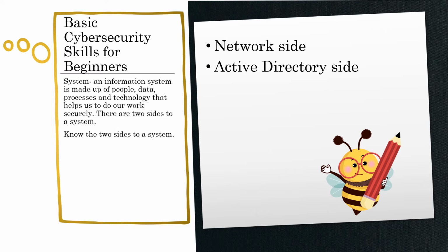Also, there are two sides to a system. We have the network side and we have the Active Directory side. When I started, I knew that a system is a system. I did not know that it has two sides. And when I got to know that we have the Active Directory side of a system and the network side of a system, things were much easier for me. I am sharing this so that your journey will be much smoother.